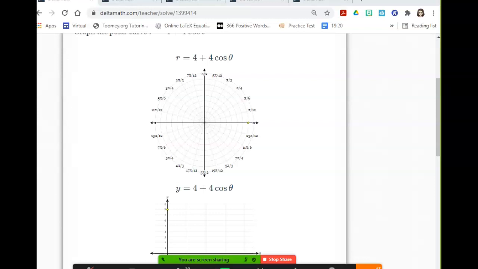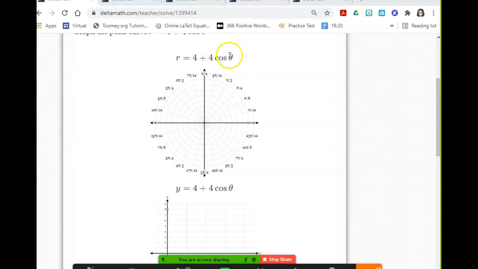All right, so we're going to look at some limaçons. We're only looking at the limaçon category, but we're going to look at how they relate to our graphs in our rectangular coordinate system. So if I have this function, r equals 4 plus 4 cosine theta, we look at the limaçon category. Which one is that? It's a cardioid. Very good. So it's a cardioid.